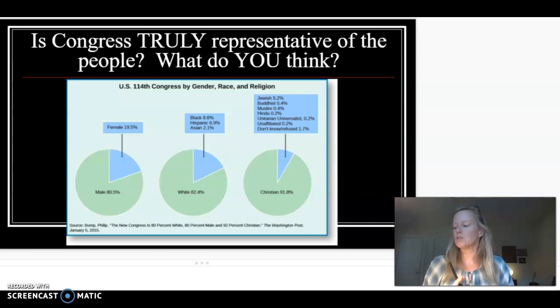So this is always a good little short essay or debate question: is Congress truly representative of the people? A lot of people are going to say no. Some people may say it doesn't matter. A white male that's Christian can still represent me, even though I may be none of those things. And that's a fair opinion too.